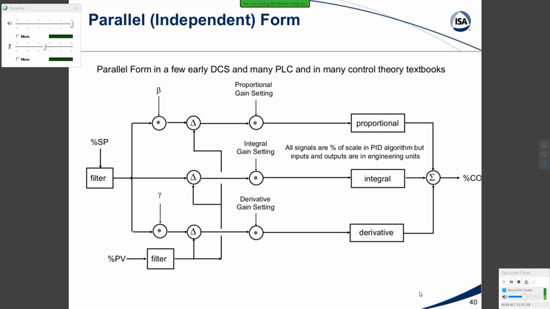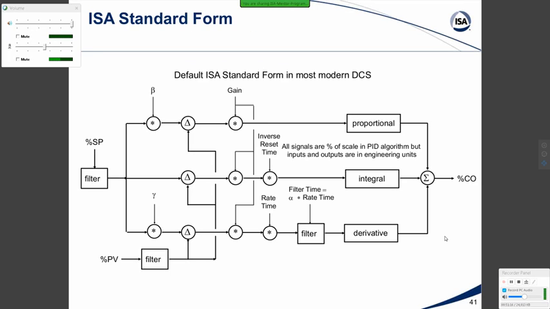Now we move on to a parallel independent form. They say, well, we don't like that interaction. We just want one setting for the proportional mode, one setting for the integral mode, one setting for the derivative mode. So notice the gain setting doesn't affect the other two modes. This isn't used that much. What you have to realize is that if it is used, you need to be able to convert the settings and not get into trouble. So I don't advise using this, but if you have to use this, that's what you're stuck with. You've got to realize the consequences.